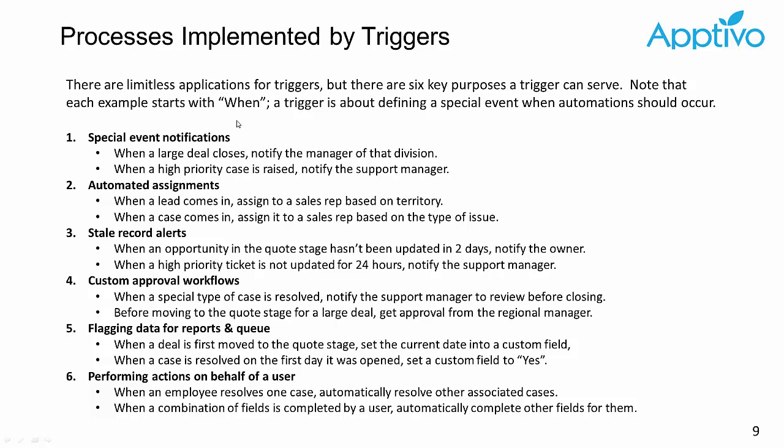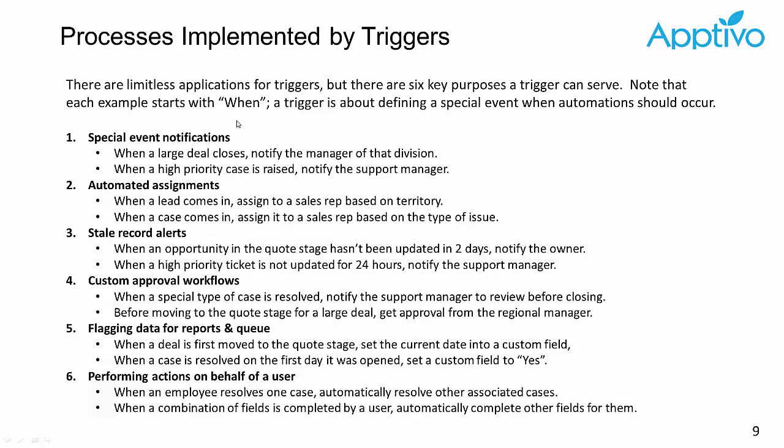Then automated assignments is also a very popular usage. And this is really when any record comes in, based on some rules, you want to go and assign it to somebody. So this is really popular in a sales environment where you have a bunch of leads coming in, and you want the system to automatically go and assign them to people based on the geographic territory that the lead belongs to. So you can do geographic territory, but really with the criteria rules that you'll see in Apptivo, you could go write that based on any attribute that you have stored in the system.